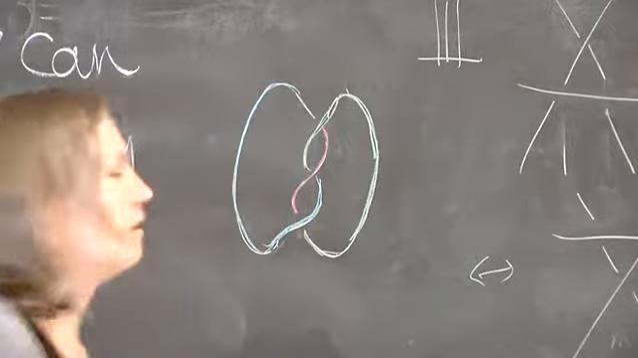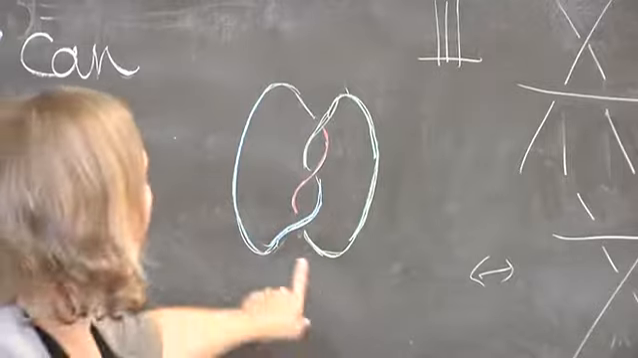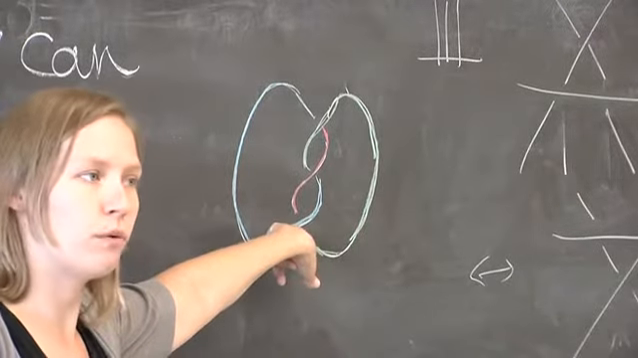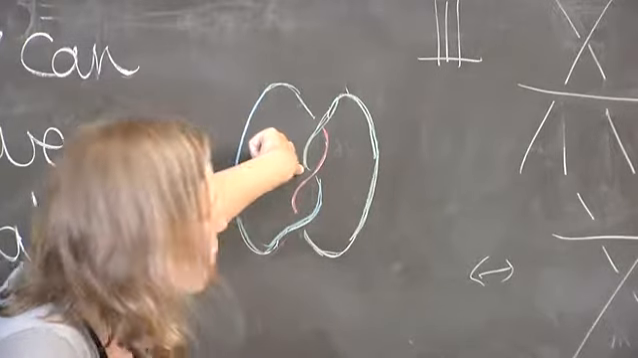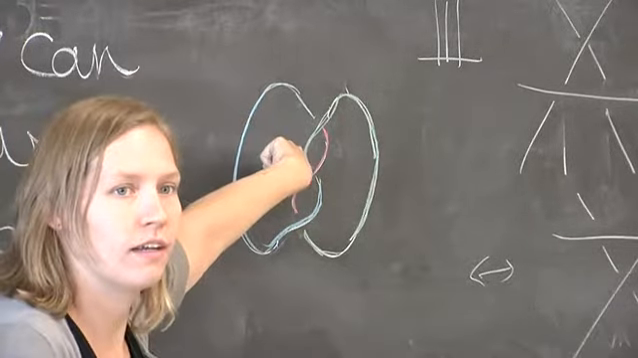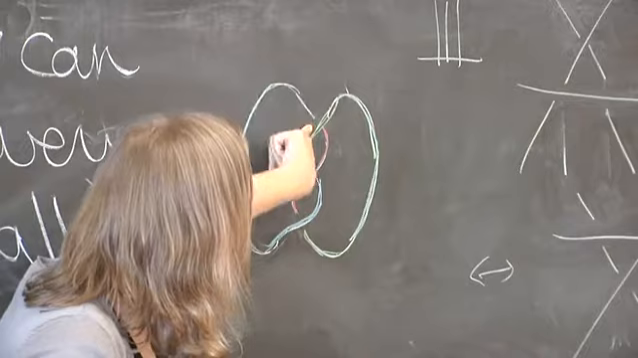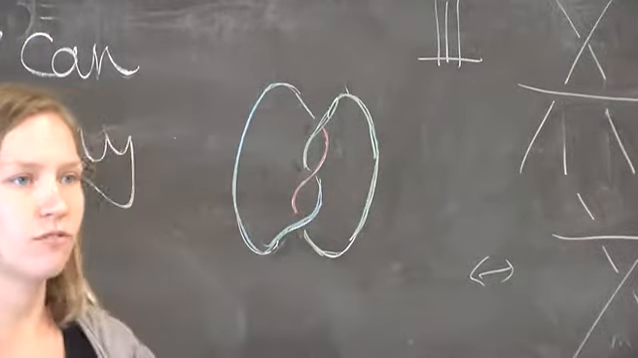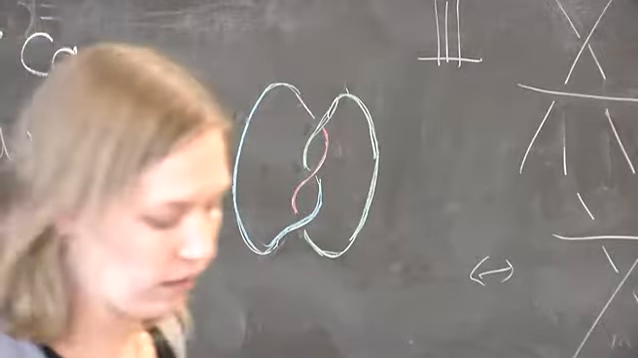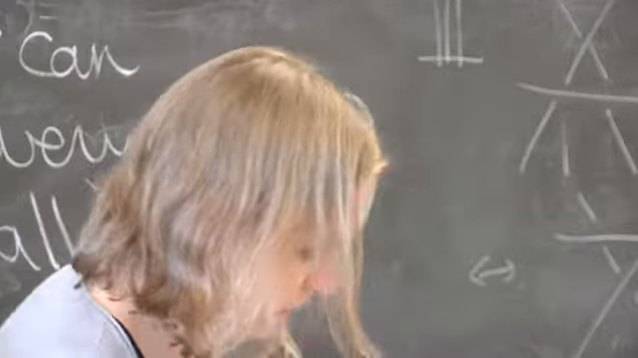Okay, so this is a pretty simple example. If I look at this crossing, I have one blue, one green, one red. If I look at this crossing, I have one blue, one red, one green. If I look at this crossing, I have one red, one green, one blue. So that is a valid, non-trivial 3 coloring. Okay?